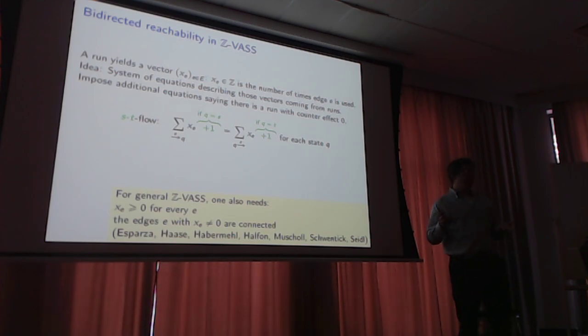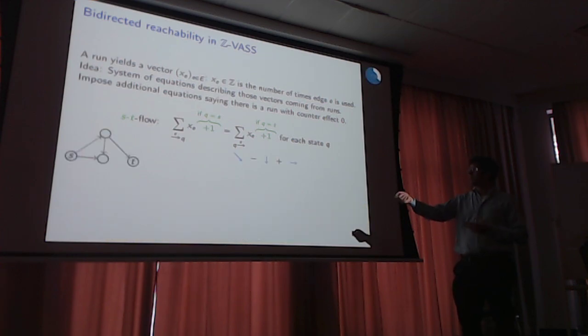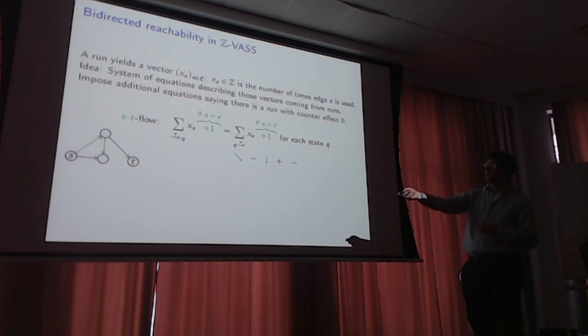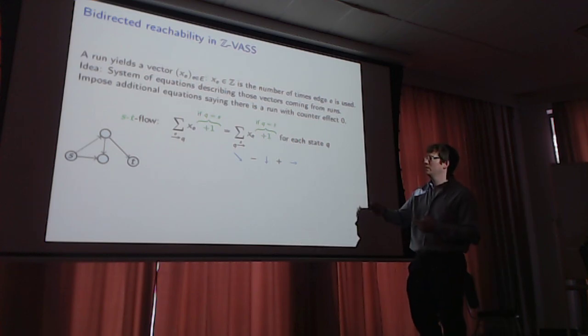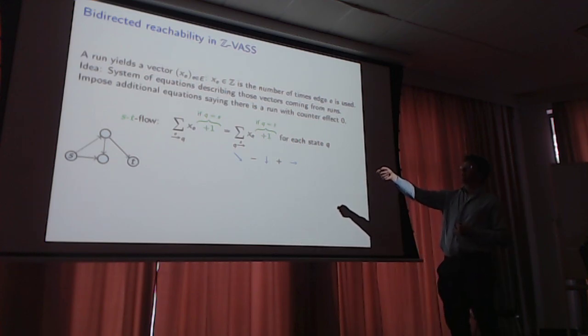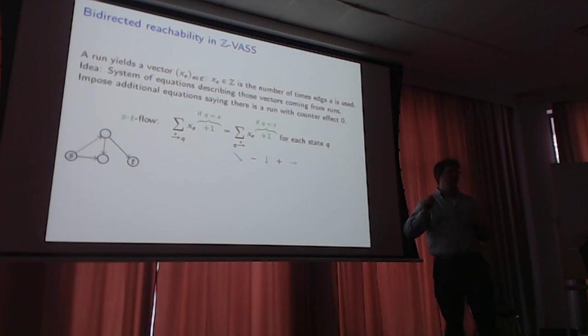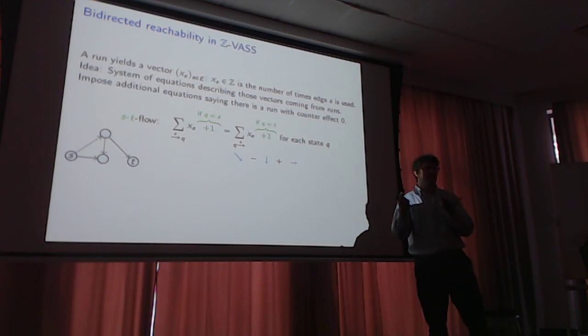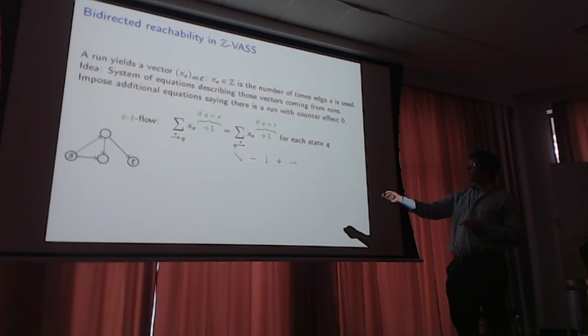We can do with just equations and integer numbers. So I'm claiming that whenever we satisfy this, then there's already a run. And here's how you show this. Suppose we have a solution. So this is our bidirected Z-VAS. I'm not drawing the back edges. Since we only want to understand how many times you take each edge, there are no effects on the edges. We just want to count how many times you use an edge. Now suppose this is our vector. It says this edge is taken once, this edge is taken -1 times, and this edge is taken once.